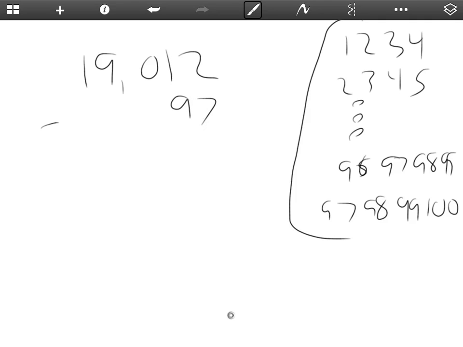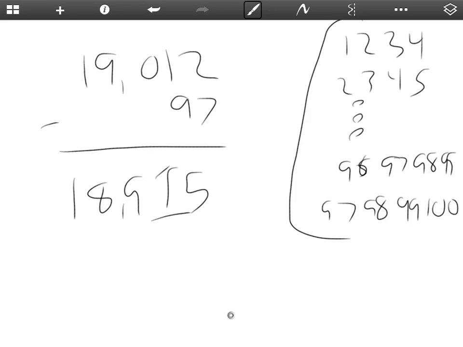And that's going to come out to 18,915. Right? And that's the best explanation I can do at the moment, but that is the correct answer. Yeah, good luck.